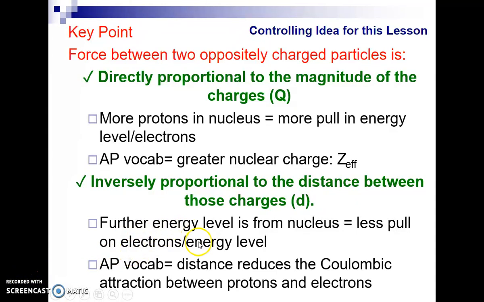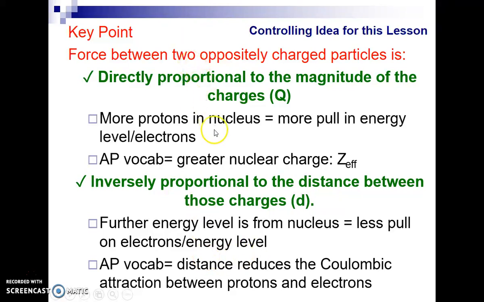And again, there's AP vocabulary associated with this. The AP wants you to say, as the distance between the nucleus and the energy level increases, the Coulomb's attraction between protons and electrons is reduced. Or the greater the distance, the less the Coulomb attractions between the protons and the electrons.